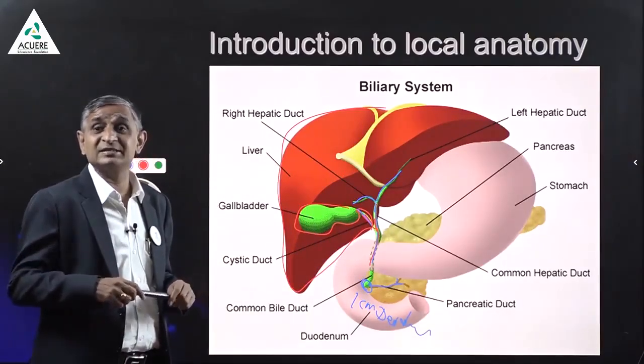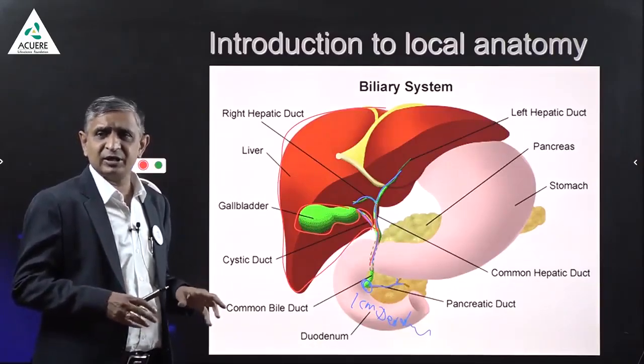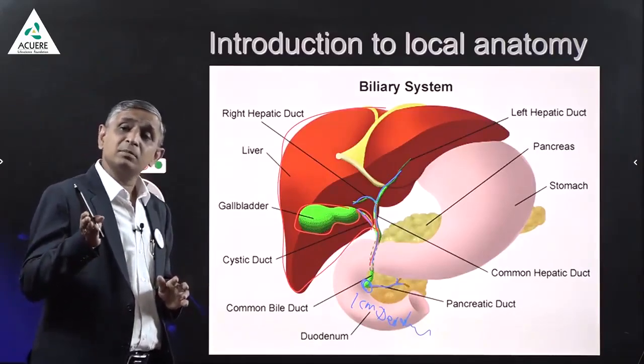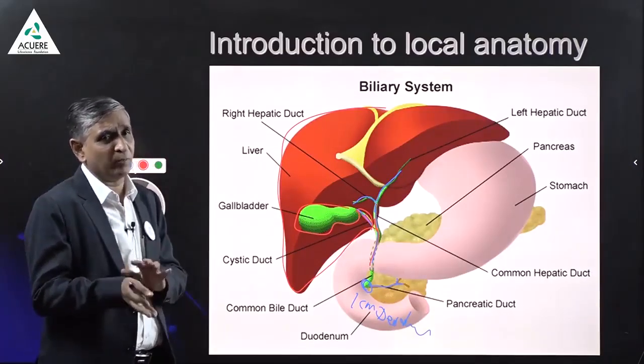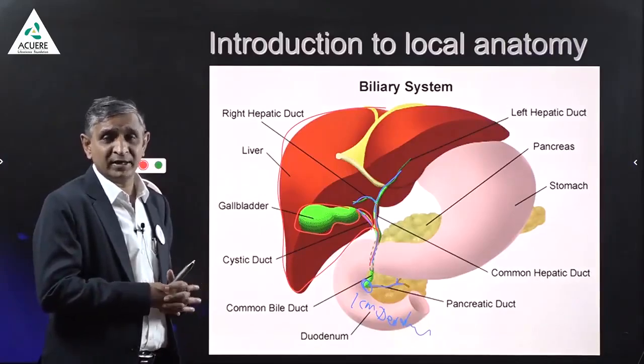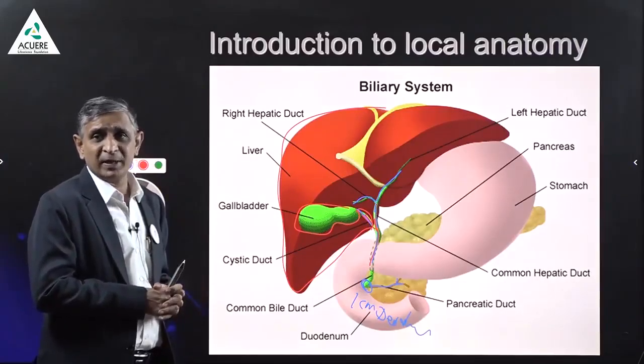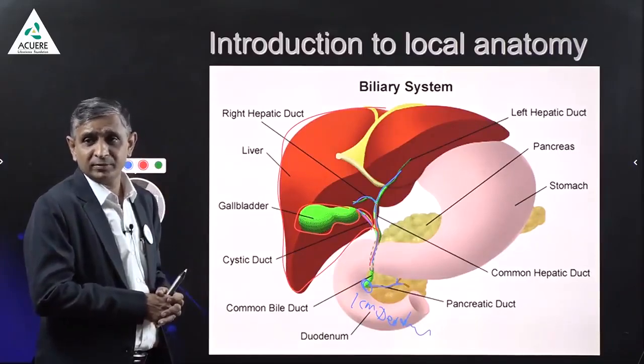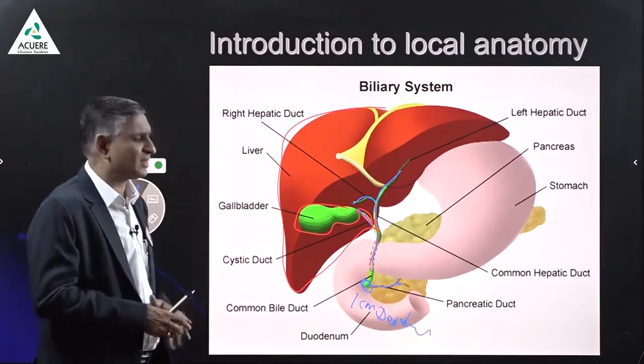The duct of the gallbladder is called the cystic duct. The cystic duct forms the common bile duct. The common bile duct will join the pancreatic duct and they both will open in the small intestine, that is the duodenum. The opening is by the ampulla of Vater, controlled by the sphincter of Oddi. This is the general anatomy that you should know.